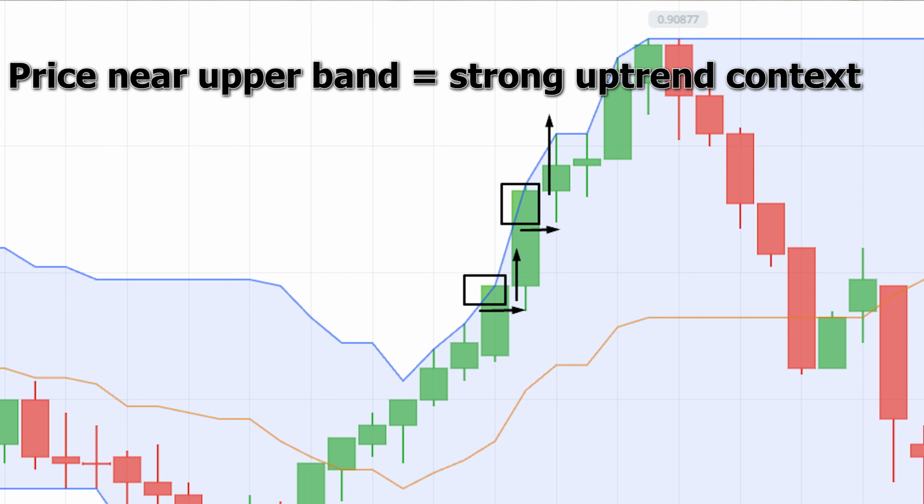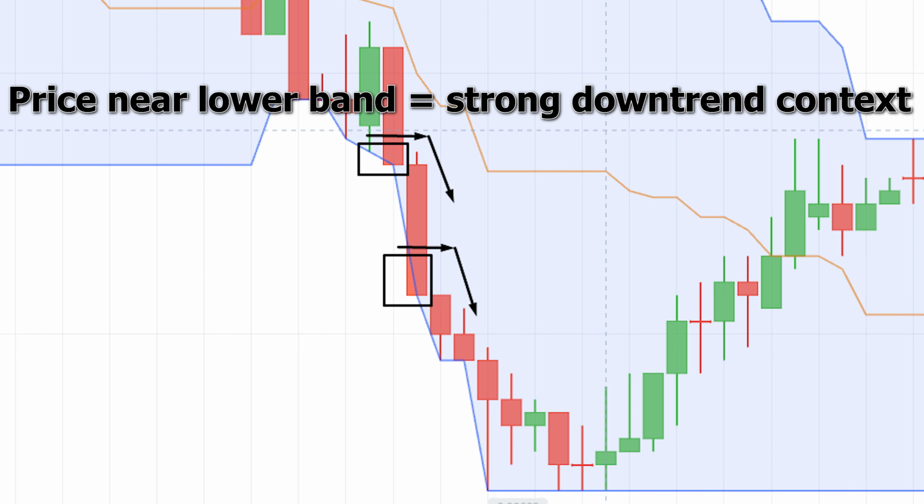So therefore, I perceive the period as the volume of the filter. The higher it is, the fewer random movements influence the channel. Guys, the first and most well-known scenario is a breakout. When the price goes above the upper boundary, it's a hint for a possible continuation upward, and when below the lower boundary, a possible continuation downward.